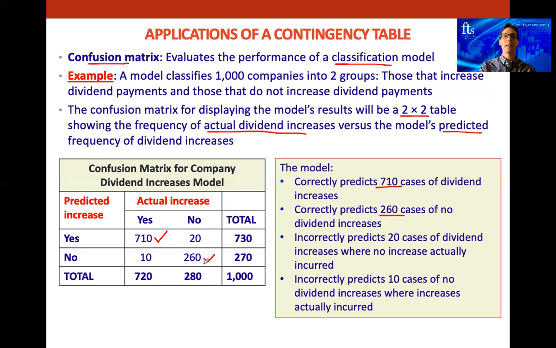So if we have a yes and a yes corresponding, or a no and a no corresponding, then the model is working. But when we have a yes and a no, or a no and a yes, that's when the model is not working.